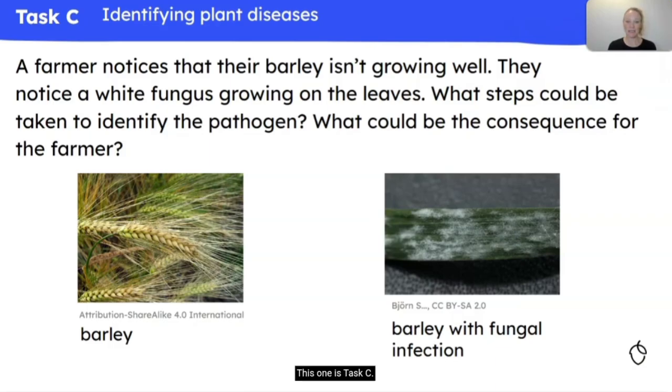Okay, on to our final task of the day then. This one is task C. A farmer notices that their barley isn't growing well. They notice a white fungus growing on the leaves. What steps could be taken to identify the pathogen? What could be the consequence for the farmer? I'll give you a moment to think about it, but if you need more time, please pause the video.